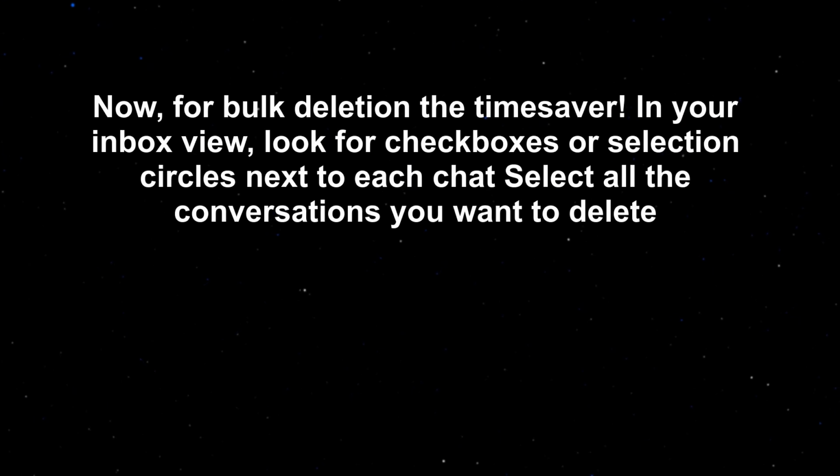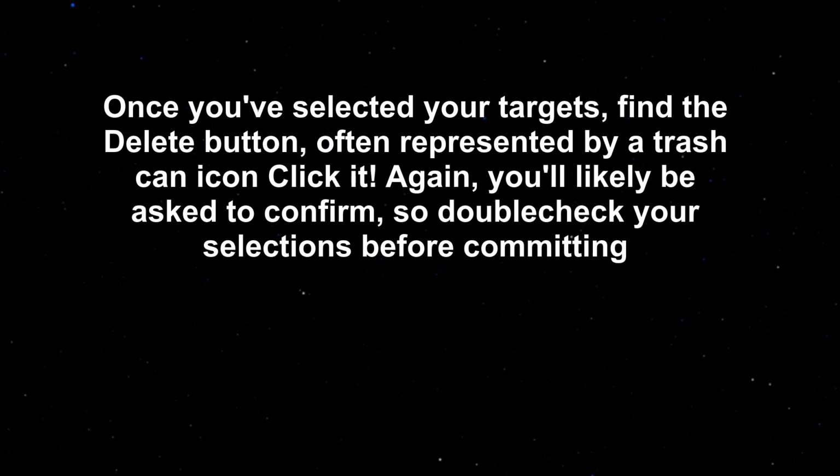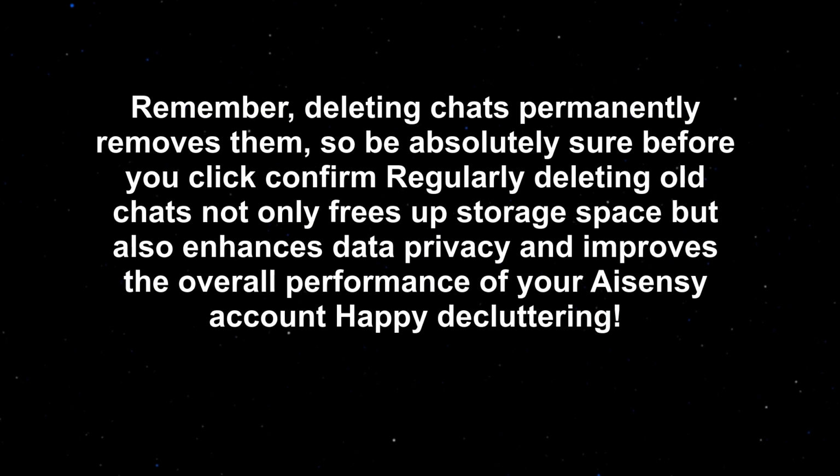Now, for bulk deletion, the time saver. In your inbox view, look for checkboxes or selection circles next to each chat. Select all the conversations you want to delete. Once you've selected your targets, find the delete button, often represented by a trash can icon. Click it. Again, you'll likely be asked to confirm, so double-check your selections before committing. Remember, deleting chats permanently removes them, so be absolutely sure before you click confirm.